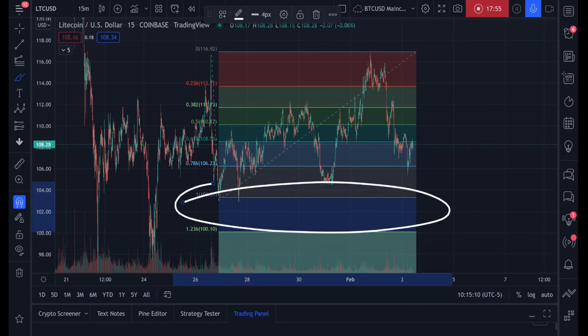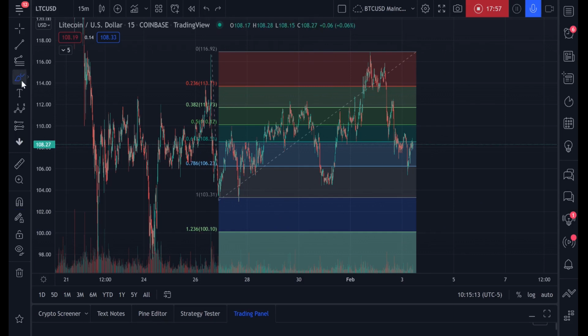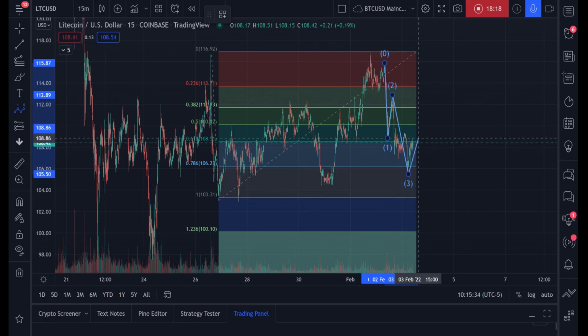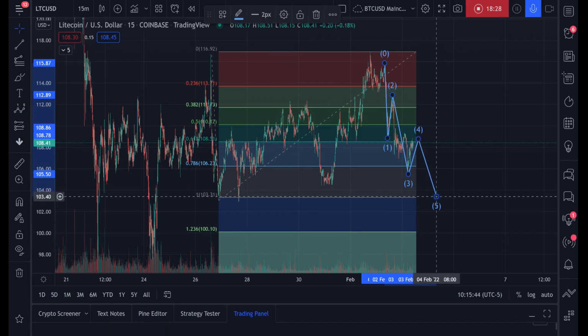Now, can we count 5 waves in Litecoin? Let's see. So I count 1, 2, 1, 2, 3. I'd say that this is 5 waves right here. In 3, I'd say it's on wave 4, kind of like Bitcoin. Litecoin's on wave 4, and then there's one more wave to go. That's just my kind of rough count, okay?